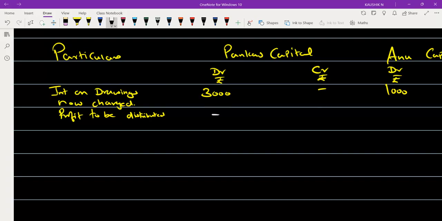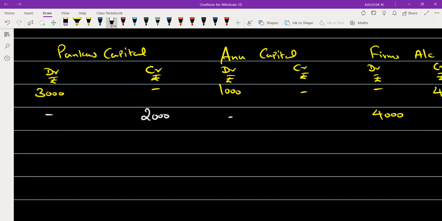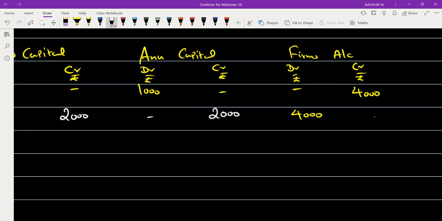Very good. So for partner Pankaj, 2000 on the credit, nothing on the debit. And for partner Anu, on the credit side, it is 2000. Now, nothing over here in the firm. Now close the firm's account. So the total of the firm's account will be 4000 on both sides.